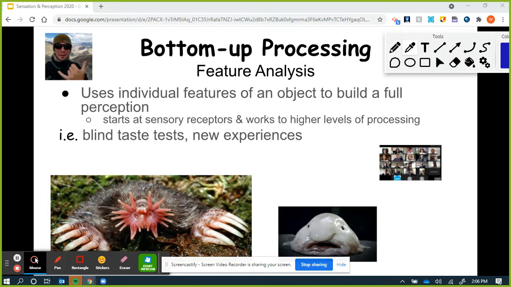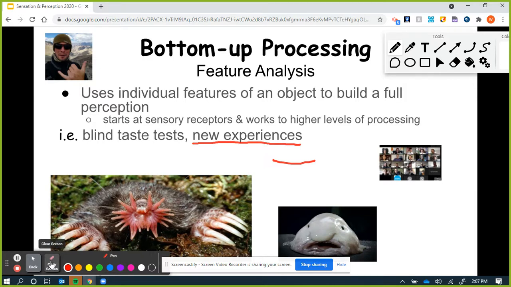This is what we do for the most part when we are having some sort of new experience with something. So building sensation followed by perception.